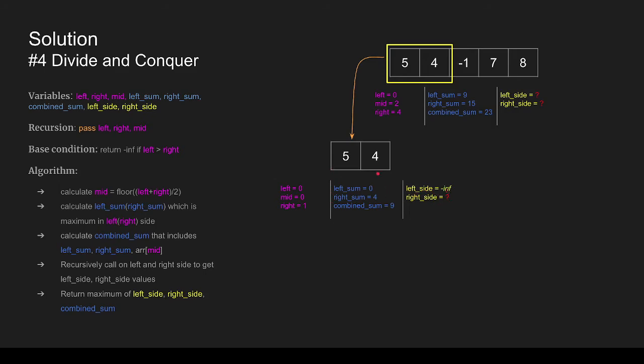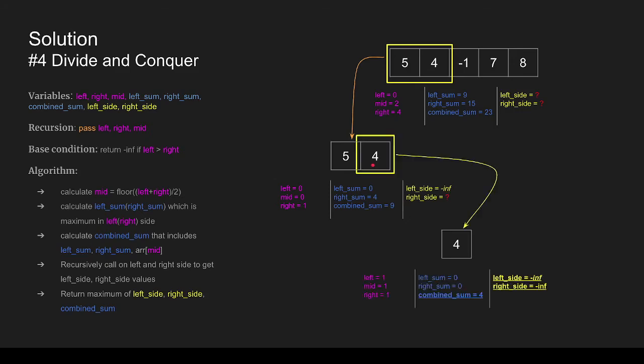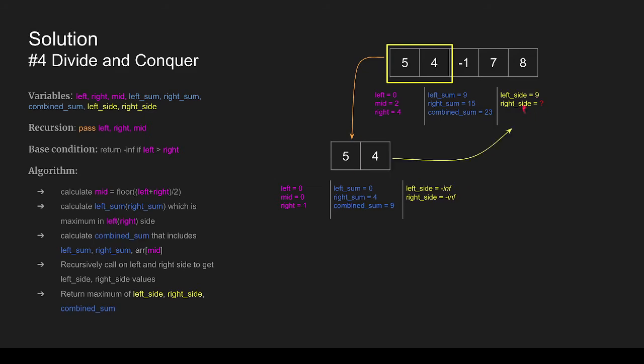And on the right side, we have the value 4, so the recursion goes further and tries to calculate the combined sum, which just includes the middle element, that is 4. Then the right and left sides hit the base condition, so we have the value minus infinity. The maximum of these three values is 4, so the left side becomes 4. Now in the recursion we have 9, minus infinity, and 4, out of which we return the maximum value, and that's why 9 becomes populated in the left side.